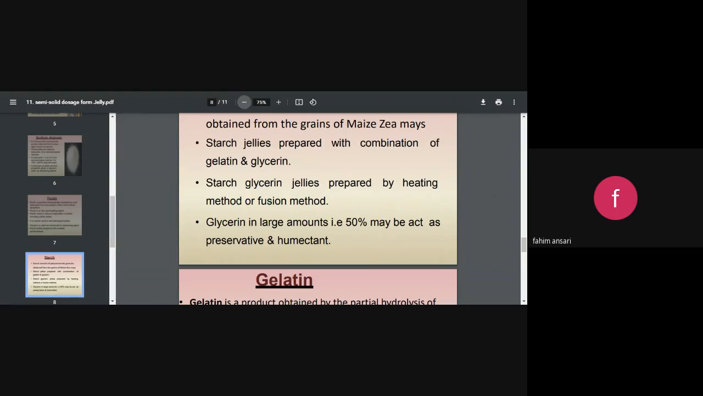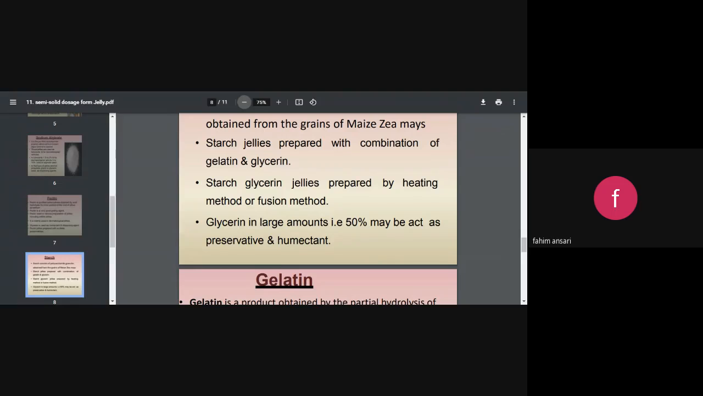Glycerin in large quantity, up to 50%, can also be used in the formulation of gels with pectin and starch. Such starch jellies should be freshly prepared and packed in a well closed container to prevent the loss of moisture by evaporation.